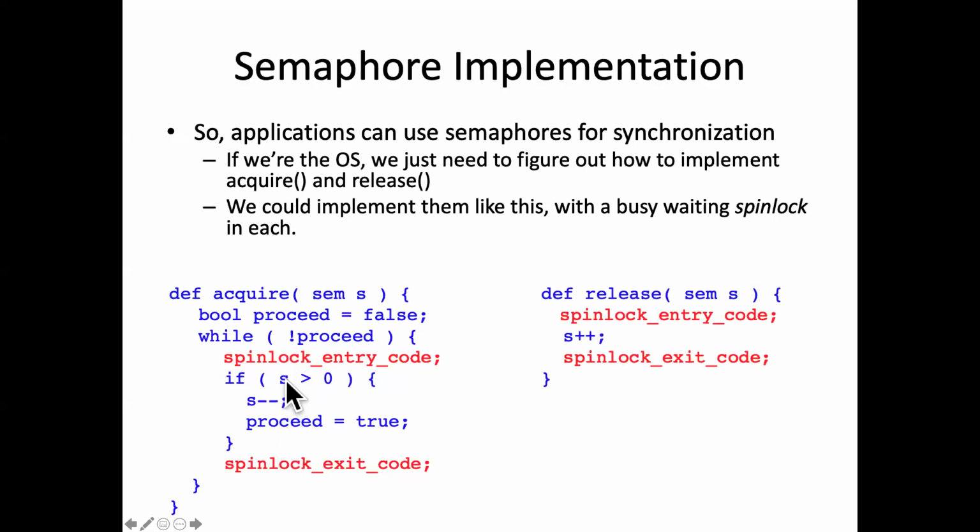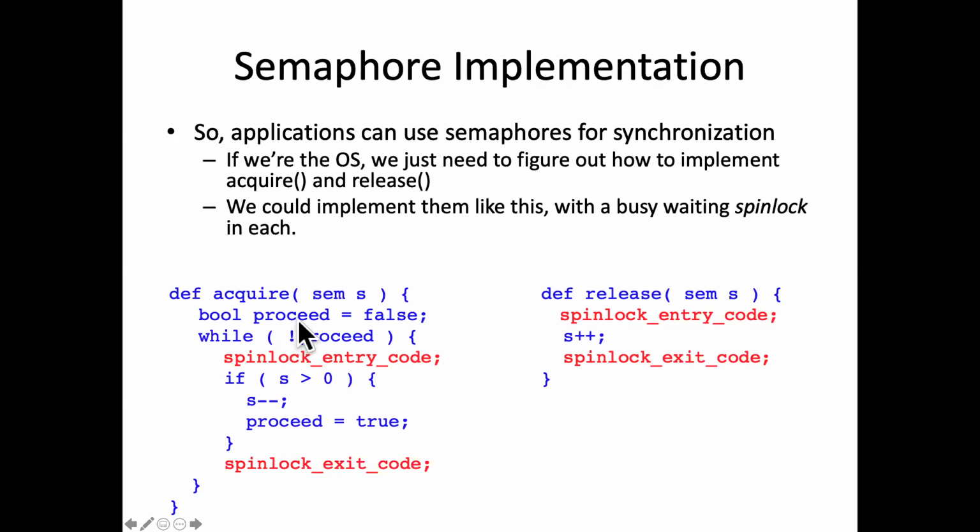Since this is all inside mutual exclusion code, I don't have to worry about any other threads messing with the value of this semaphore before I set this flag, or really, I guess, messing with it between when I look at it and when I decrement it. The spin lock code locks everyone else out. And if I successfully decrement it, I remember, oh, you successfully acquired it. And that gets you out of this loop.